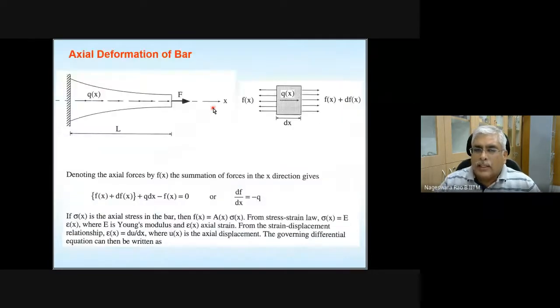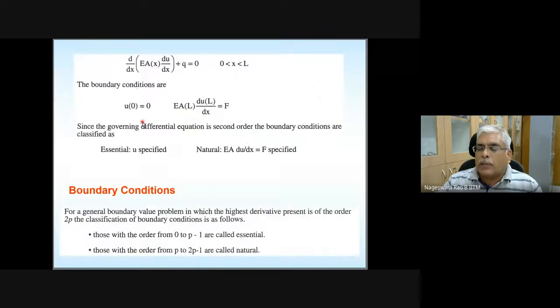Anyway, one more thing, and here this axial deformation of bar problem is well known to you. And suppose some other problem is there. Suppose somebody gives you a differential equation and a domain over which that differential equation is valid, along with the required number of boundary conditions. How do you identify which is an essential boundary condition, which is a natural boundary condition? And here it is a second order differential equation. Two boundary conditions, one is 0th order, another is first order.